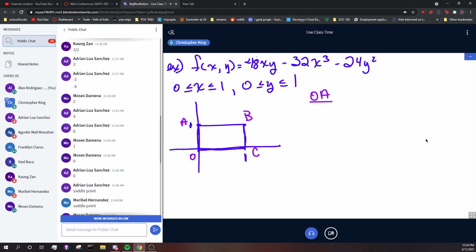If I start with the segment OA, what coordinate is set? x is set and it's going to be 0. So I'm going to create the function where it's 0 comma y. If I create the function 0 comma y, I'm just going to have negative 24y squared.